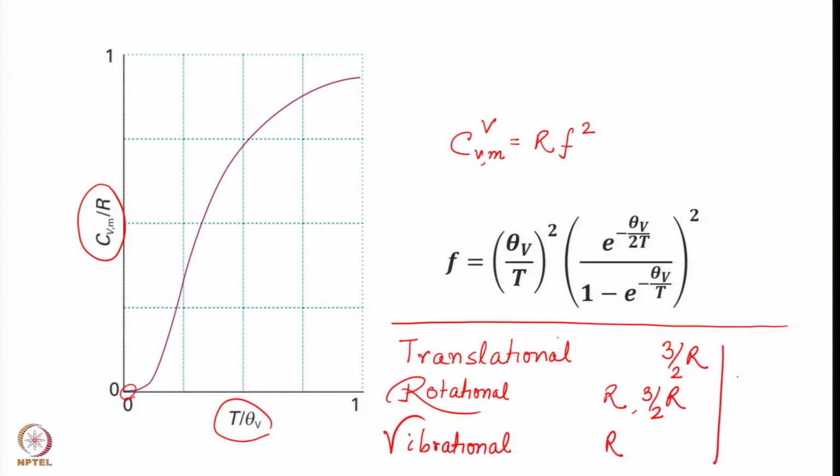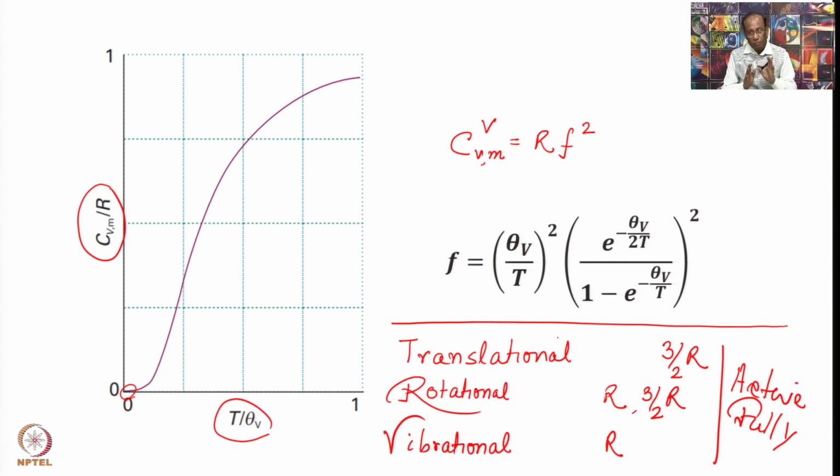But this is only possible if all modes are fully active. By fully active, it means the temperature is much above the characteristic rotational temperature or characteristic vibrational temperature. Translational contribution is anyways always there for a gas. So, what about if the temperature is not high? Then you have to see what the temperature is, and the corresponding value of CV can be taken from this kind of plots.